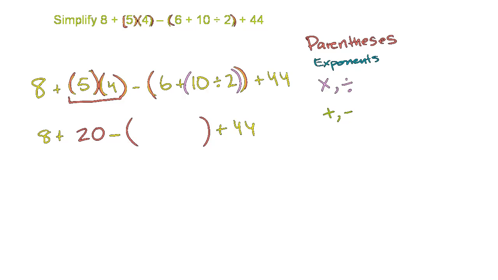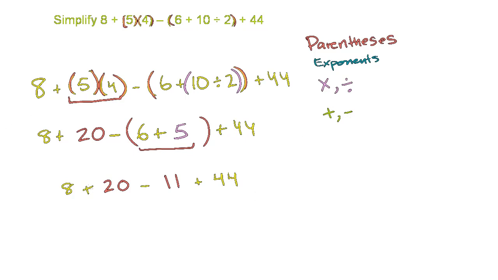So this will result in 6 plus 10 divided by 2, which is 5. 6 plus 5. Well, we still have to evaluate this parentheses. So this results with 6 plus 5, which is 11. So we're left with 20. Let me write it all down again. We're left with 8 plus 20 minus 6 plus 5, which is 11, plus 44. And now that we have everything at this level of operations, we can just go left to right.